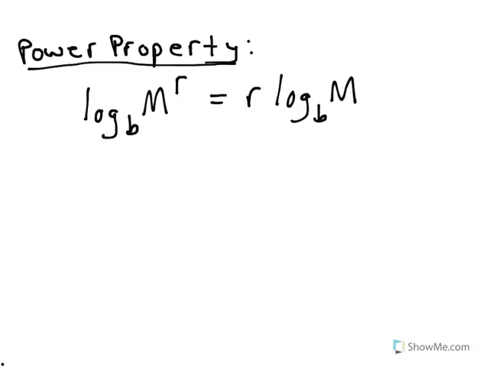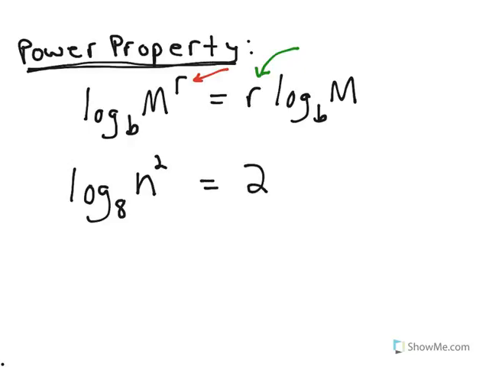The power property of logarithms states that log base b of m raised to some power r equals r times the log base b of m. Notice we put the exponent r out in front of our logarithm and multiply. For example, if we have log base 8 of n to the second power, that equals 2 times log base 8 of n.